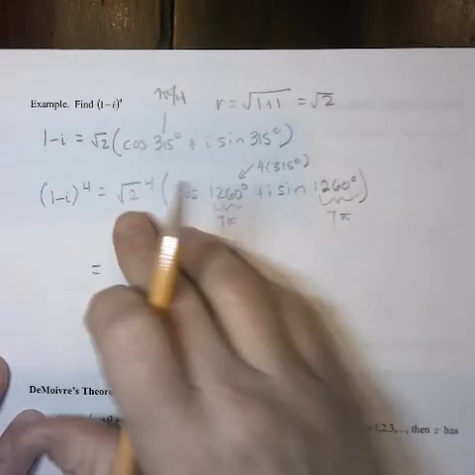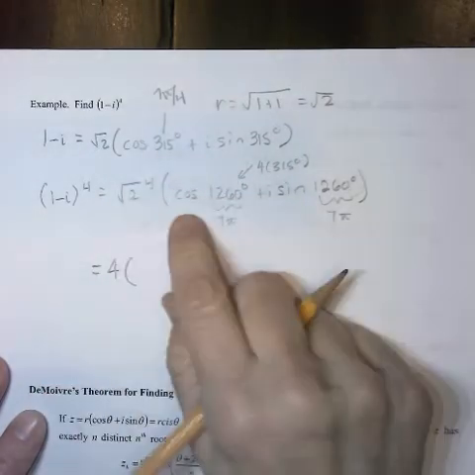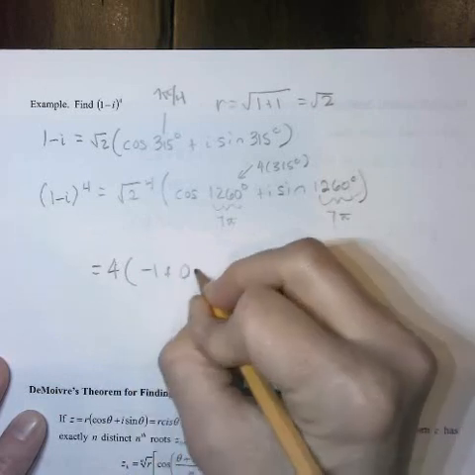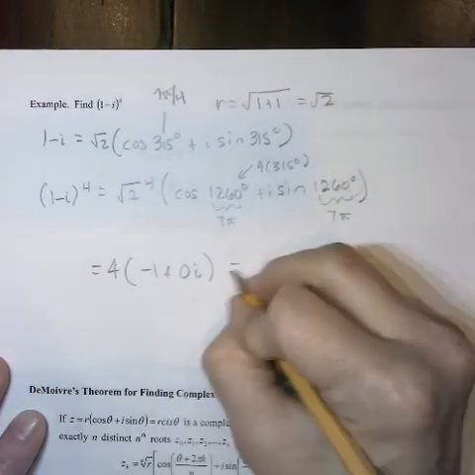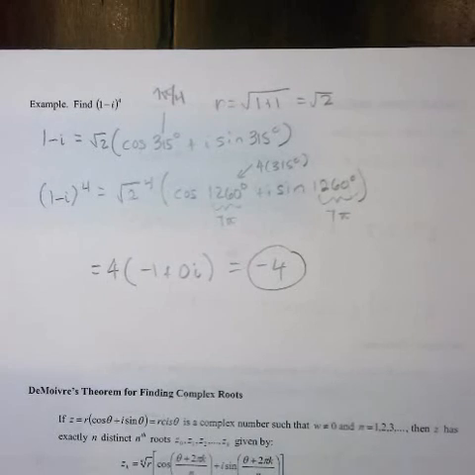Okay, so square root of 2 to the 4th will be 2 times 2, which is 4. Cosine of 7 pi is -1. Sine of 7 pi is 0. And so this is equal to -4 if we convert back to rectangular form. So really quick and easy to do powers.